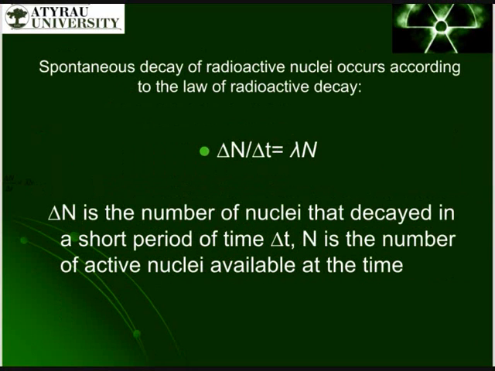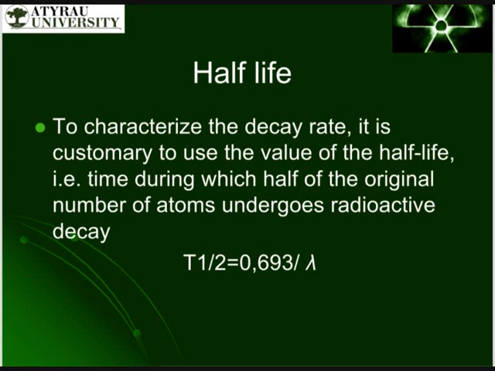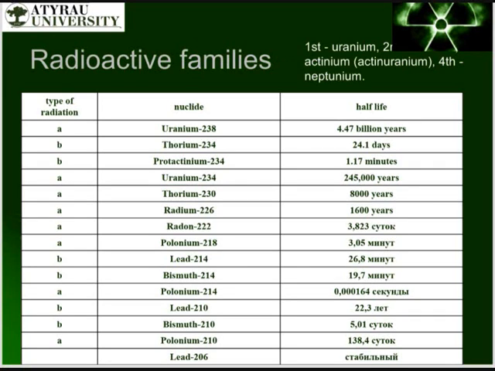Spontaneous decay of radioactive nuclei occurs according to the law of radioactive decay, where dN is the number of nuclei that decay in a short period of time dt and N is the number of active nuclei available at a given time. To characterize the decay rate, it is customary to use the value of the half-life, or the time during which half of the original number of atoms undergoes radioactive decay. There is a relationship between the half-life and the decay constant lambda expressed by the following equation. For various radioactive isotopes, the half-life varies widely.